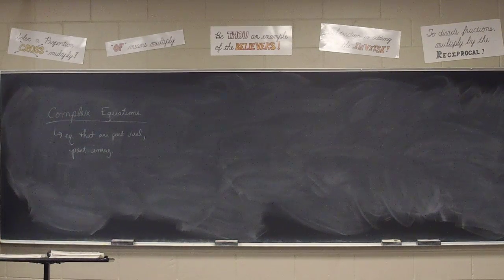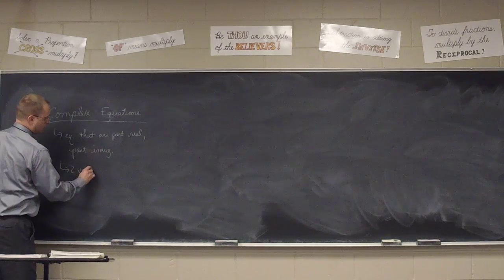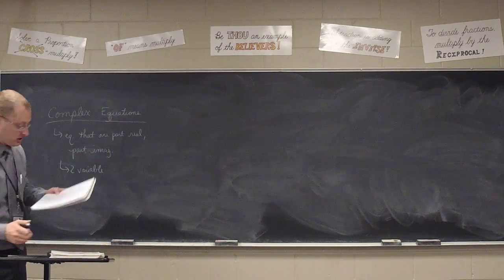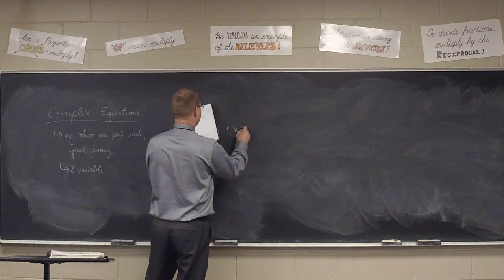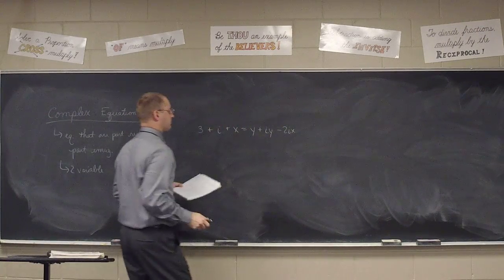Meaning as you look through them, you'll see some i's sprinkled throughout, but you'll also see things that don't have i in them. So things that have imaginary and things that are not. Generally, complex equations will be two variable. Where i doesn't function as a variable, i functions as a constant, square root of negative 1. Something like this, 3 plus i plus x equals y plus iy minus 2ix.